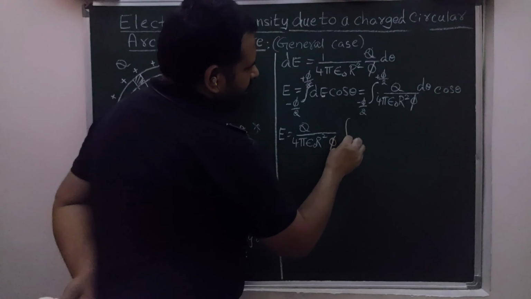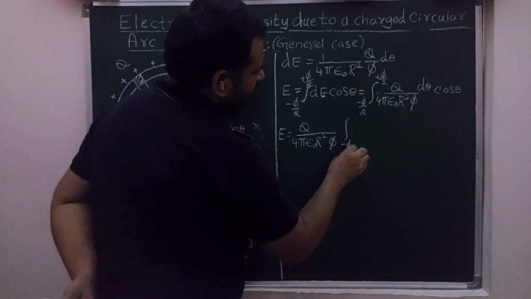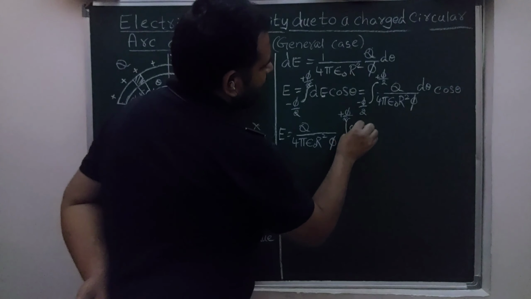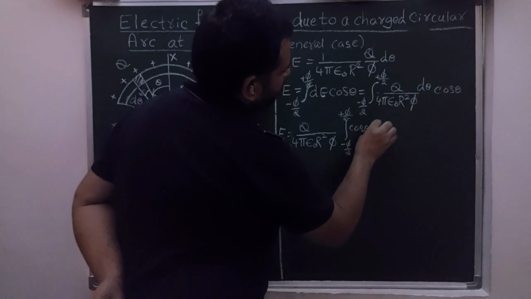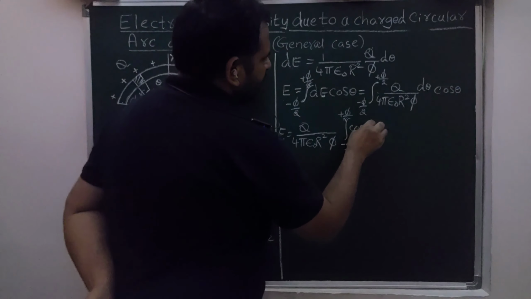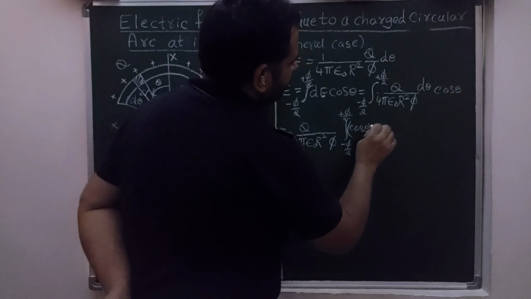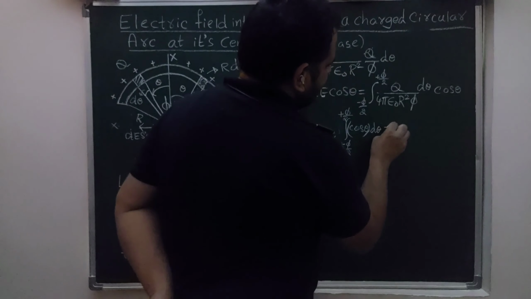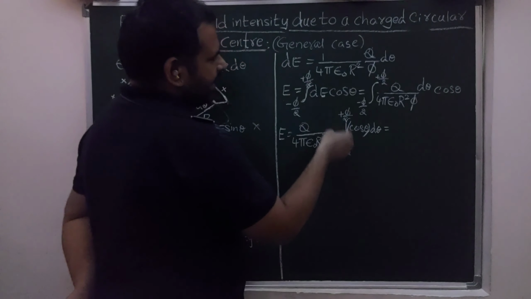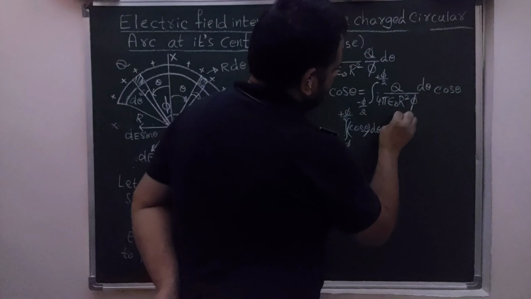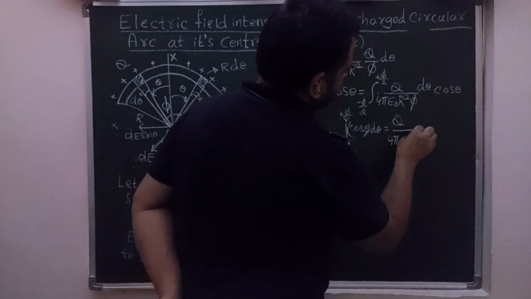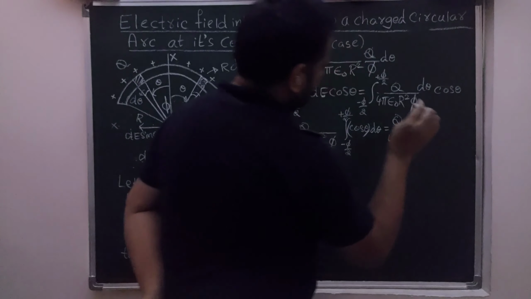So remaining, the limits are from minus π/2 to plus π/2, cos theta d theta. Now integrate the cos theta by taking the limits minus π/2 to plus π/2. Now Q is equal to 4π, that is equal to Q by 4π epsilon naught r square into φ.